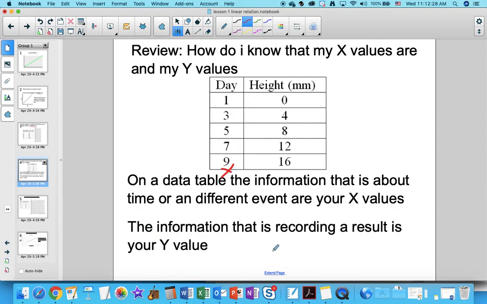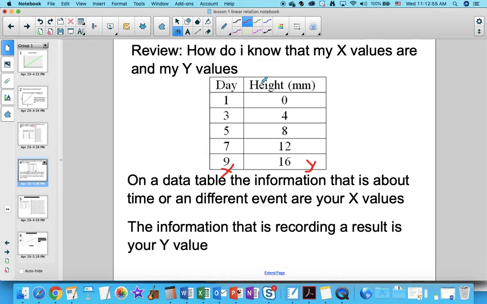The information that you are recording, the results you get, are your y values. So in this table, we're measuring the height of something, whatever it is, over a period of days. So your x values are your days, and you're measuring the height. These are your results. So that's your y value. Typically on a table, your x value is on your left, your y value is on your right.